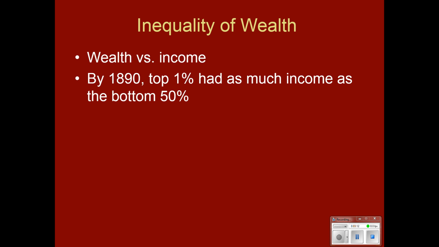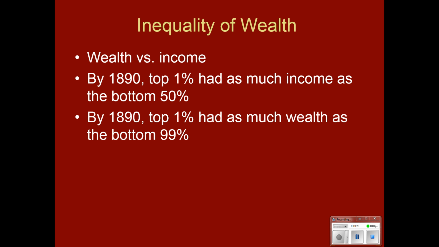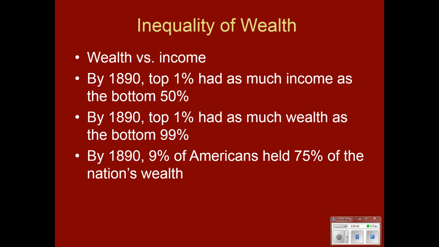By 1890, now we're talking about income here and not wealth, the top 1% of the American population had as much income as the bottom 50%. And by that same year, the top 1% had as much wealth as the bottom 99%. Those are incredible statistics. By 1890, 9% of Americans held 75% of the nation's wealth. This figure up here basically is another way of saying that the top 1% had as much wealth as the bottom 50%. If you raise that number to 9%, they have 3 times as much wealth as the bottom 91% of the population.